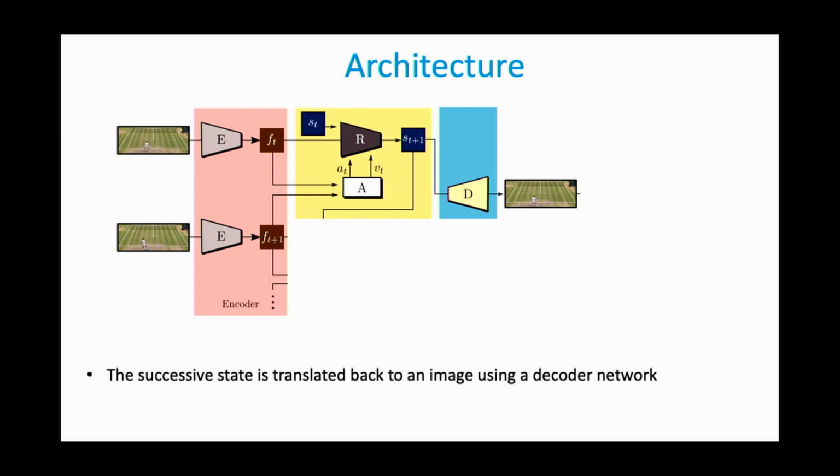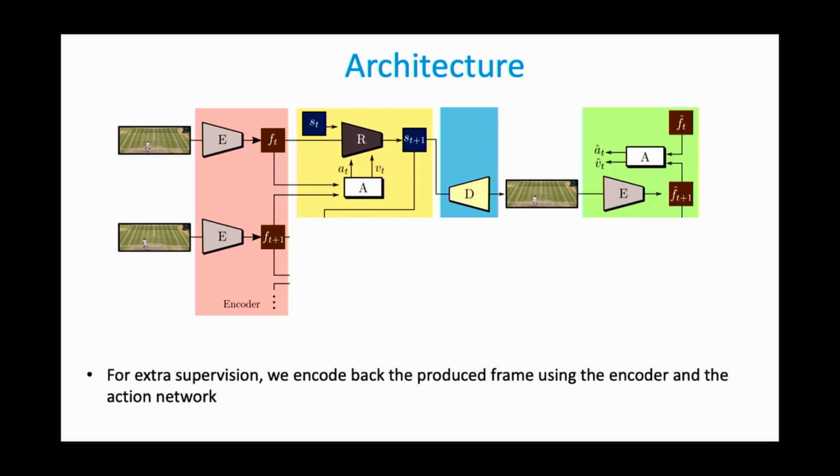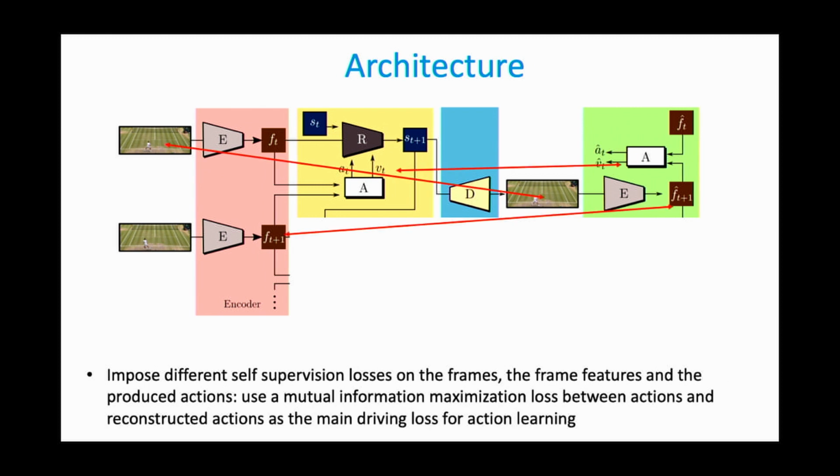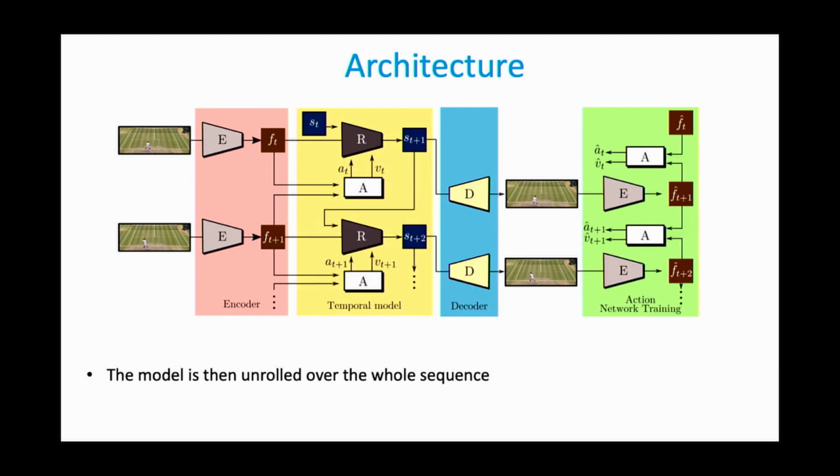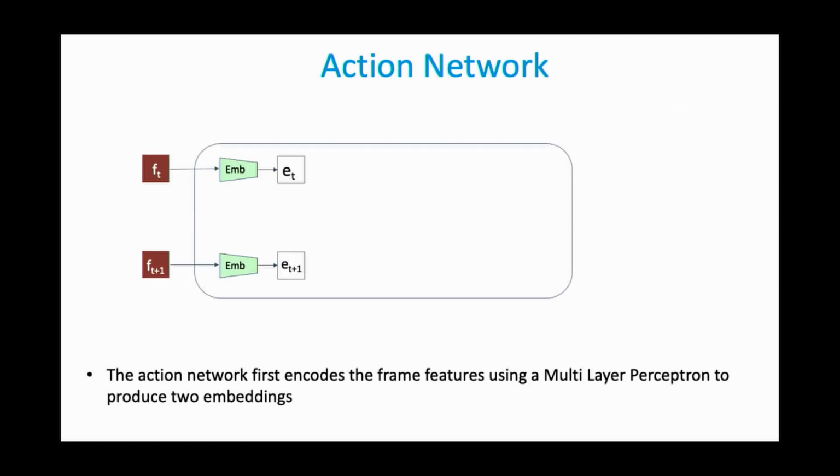And you could stop here, but then in order to obtain a little bit better results, what you can do, you can just loop it back. You encode back the produced frame using the encoder and the action network. And you are using different losses, so the self-supervision loss on the frame features, and the produced actions. Right? So we use this mutual information maximization loss between actions and the reconstructed actions as a driving loss for the action learning. And then in the end, you unroll the model and keep on going like this forever.